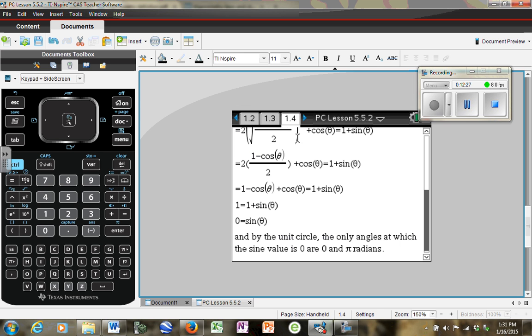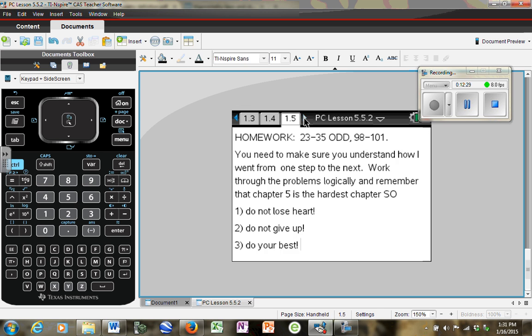Okay, so I know this is fun, but let's keep this in mind. There's your homework. I give you 11 problems to do. You need to make sure that you understand how I went from one step to the next. Work through the problem logically. Remember that chapter 5 is the hardest chapter in the world in this book. So I'd say, number 1, don't lose heart. It will get better. Number 2, don't give up. You guys have been doing a great job of really sticking with it and making sure that you've given your best effort on each problem. And number 3, just do your best. It'll all work out.